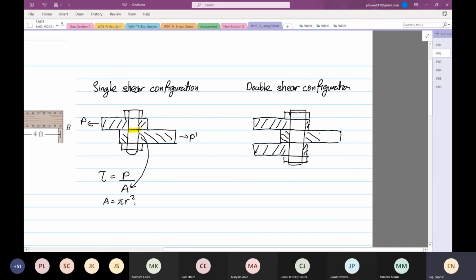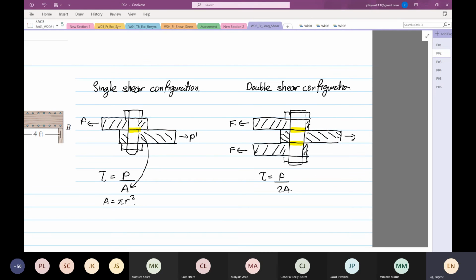Can someone tell me what's the formula, please? Anyone? So it's P divided by 2A. Well done. Why 2A? Because there are two areas in that configuration. So your shear stress is P divided by twice the area. The areas we look at are here and here, so it has to shear twice the area.